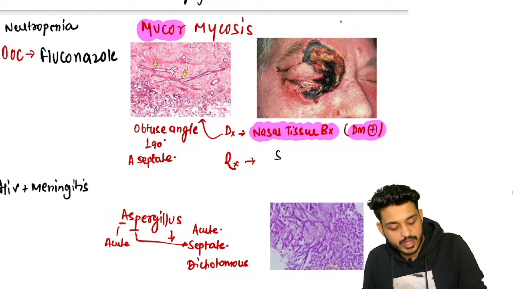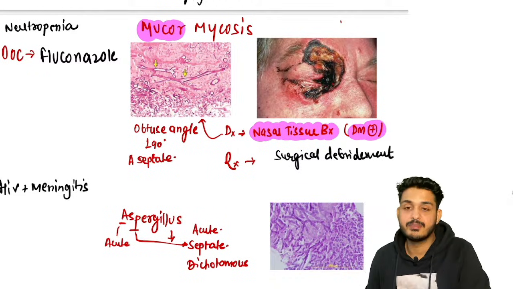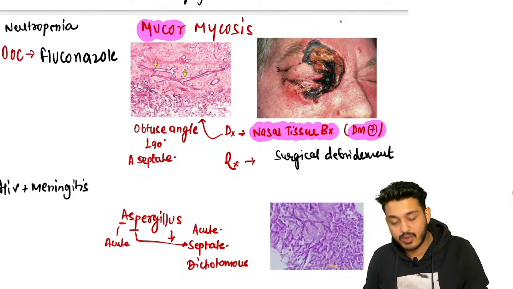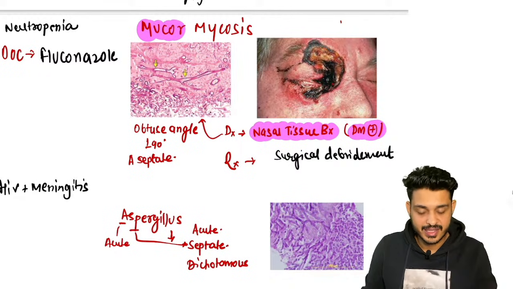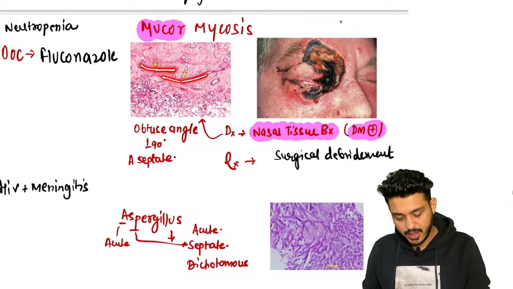You have to do what? This is also your question. Surgical debridement is important. Surgical debridement is important before giving the treatment. You can surgically debride the area and then you can give the drugs, right? This is what is going to be the mucormycosis.